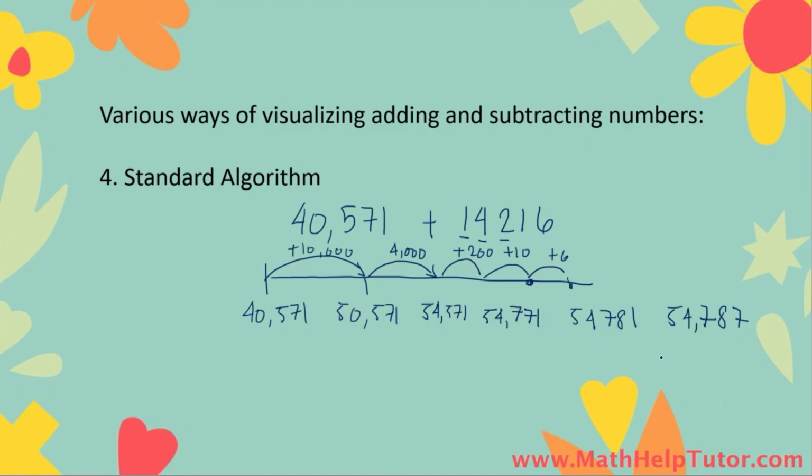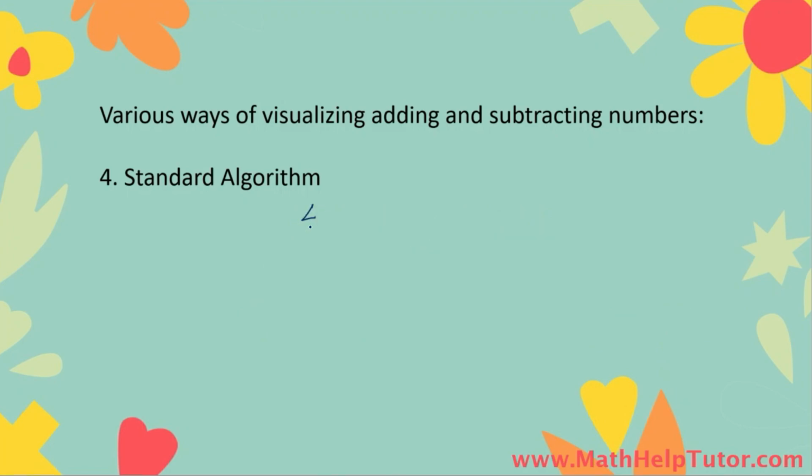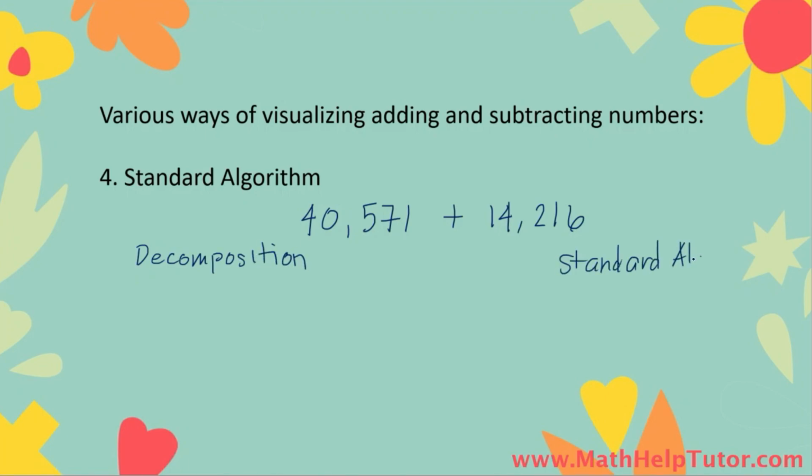However, if we want to add or subtract quickly, we can just use the technique called the standard algorithm. Let's try to use the standard algorithm to add the numbers 40,571 and 14,216. The standard algorithm is actually a shortened form of the decomposition method, and we will still do some carrying over or borrowing, but in a faster way. Let's do the decomposition method first, and then let's try the standard algorithm beside it.